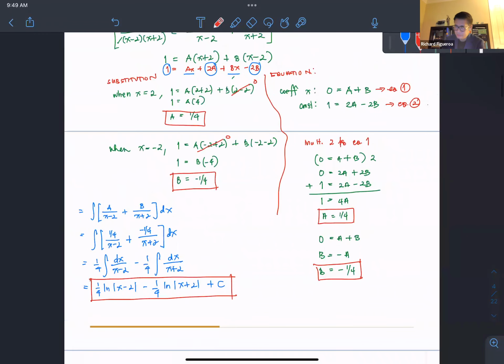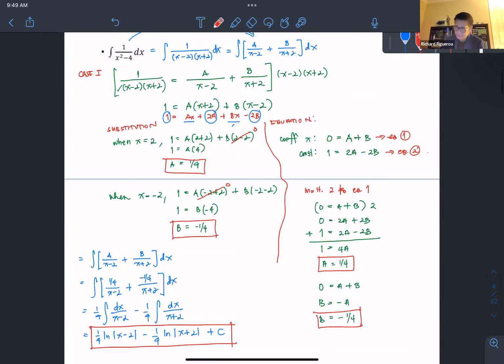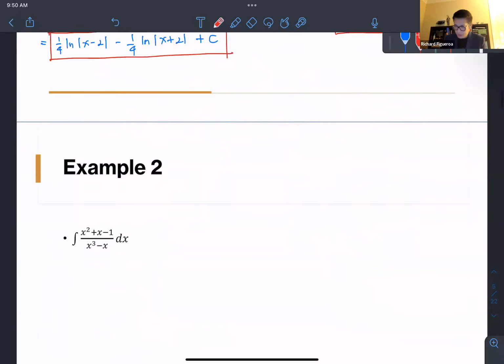Question. So that is partial fraction, integration by partial fraction. Everything's clear? Okay, so we'll proceed with our second example.